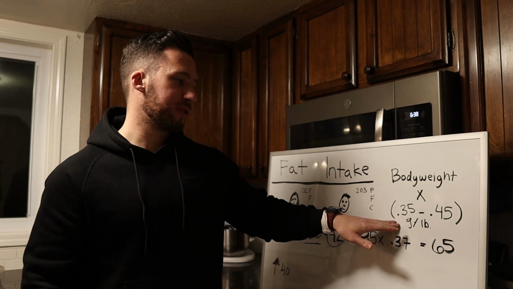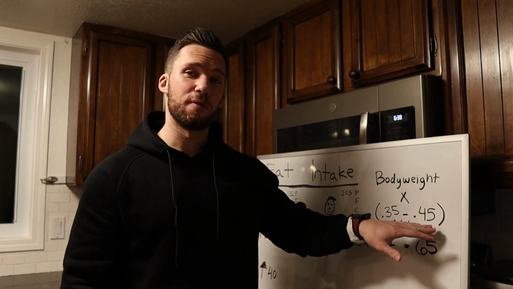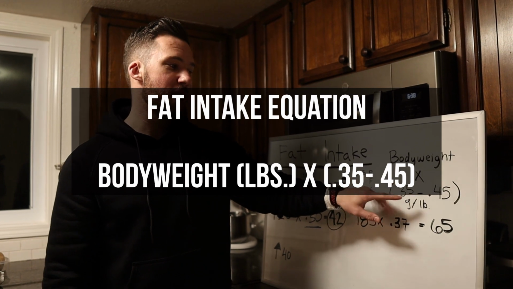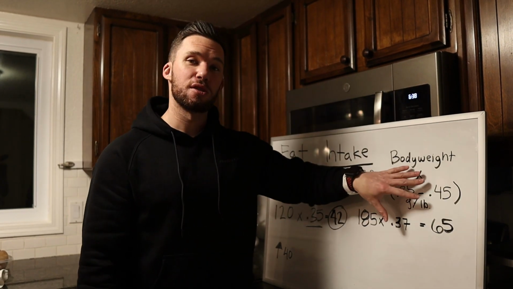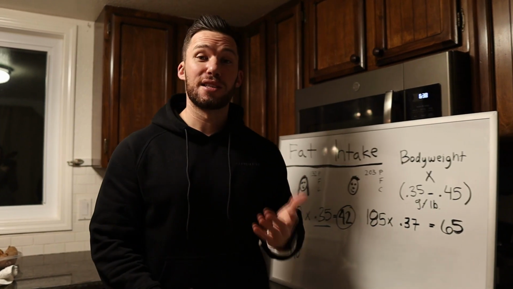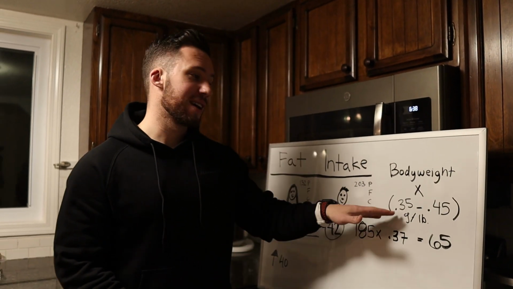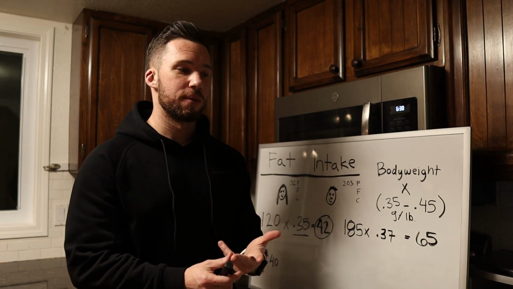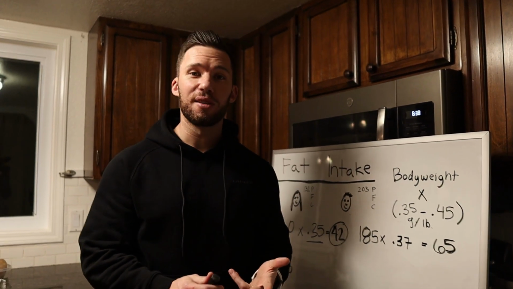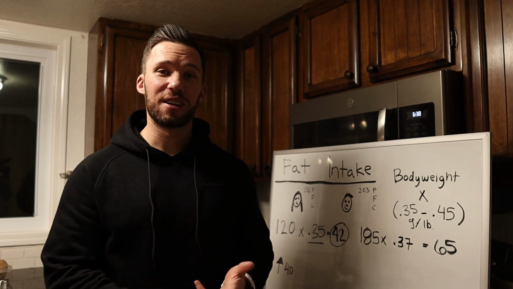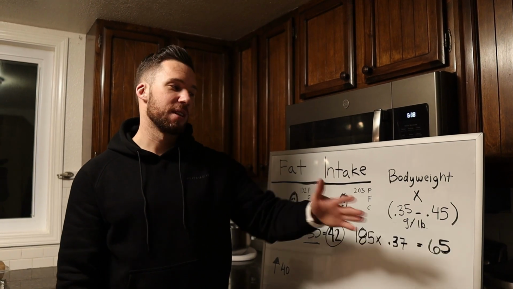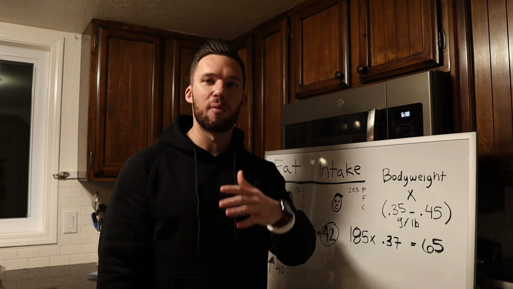Okay, so we're going 0.35 to 0.45. You can find that by taking your body weight multiplied by 0.35 or 0.45. The reason there's a range is it really depends on the type of foods that you like. If you really like fat, for example nuts or seeds or avocados or peanut butter, almond butter, things like that, then you want to go with 0.45. It's a little bit higher, so you're going to be consuming more fats.